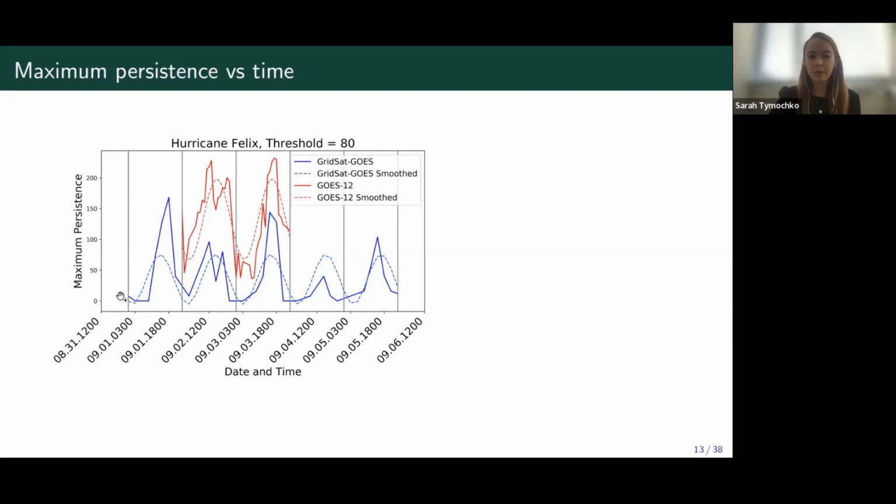And so we see that for each day, we get this rise and fall of our maximum persistence point over the course of each day. And while we only have a limited amount of data for the red higher resolution data set, we do see fairly similar patterns.